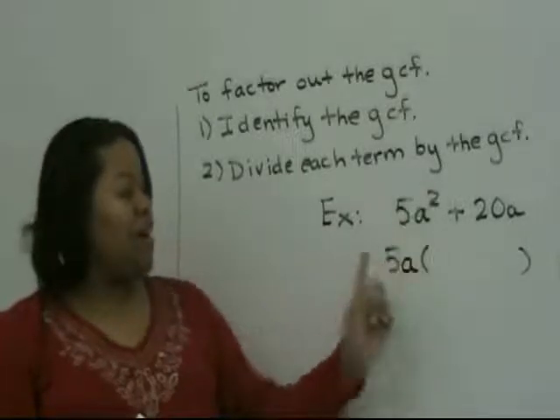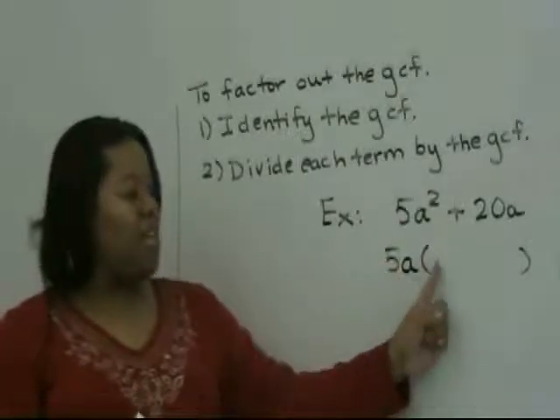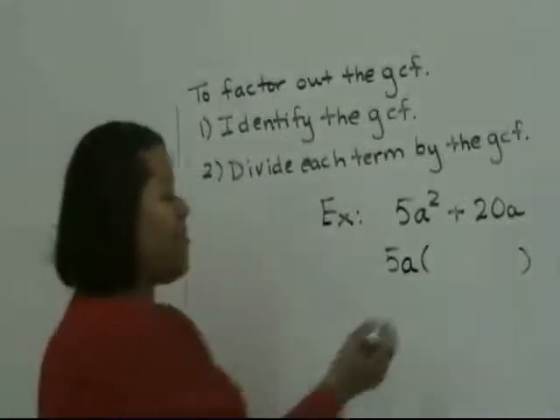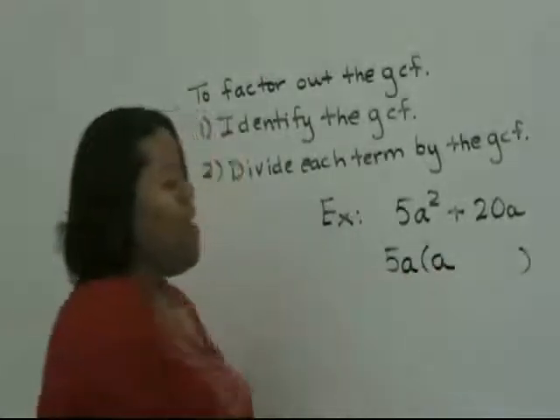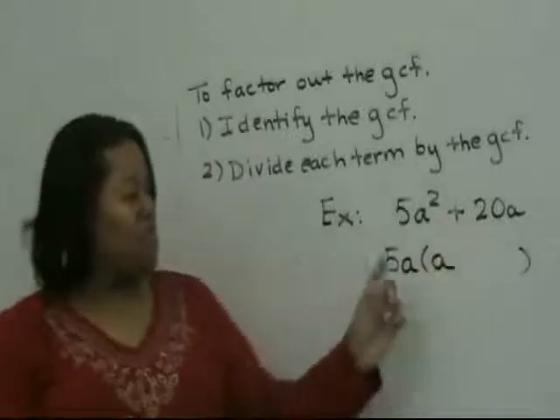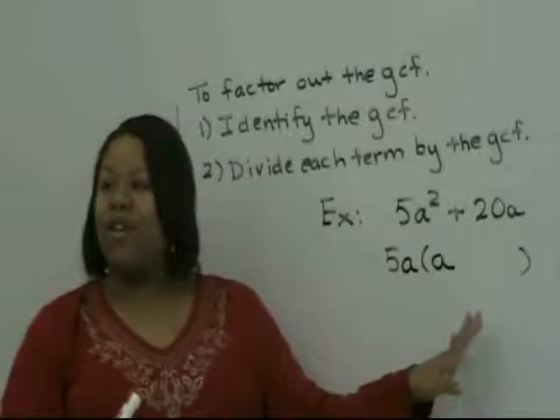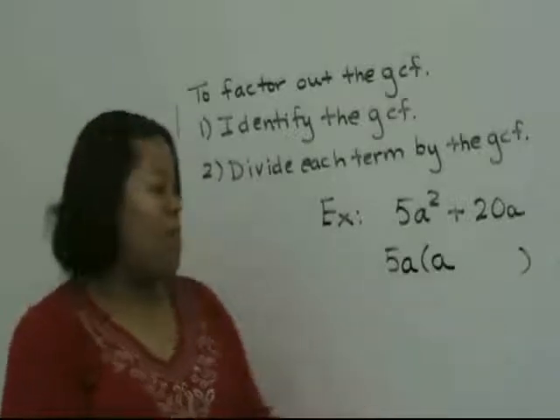So 5a squared divided by 5a would leave us with, what do you think, Mr. Journay? A. And then positive 20a divided by 5a would leave us with the second term. What do you think, Mr. Stiggy? 4. Positive 4.